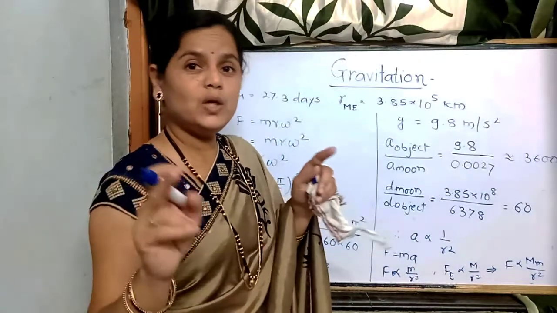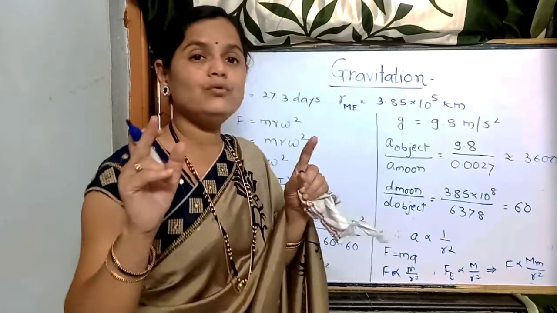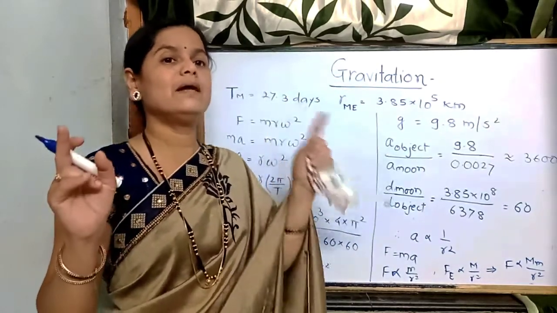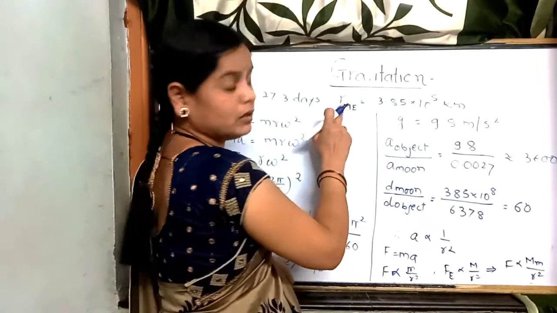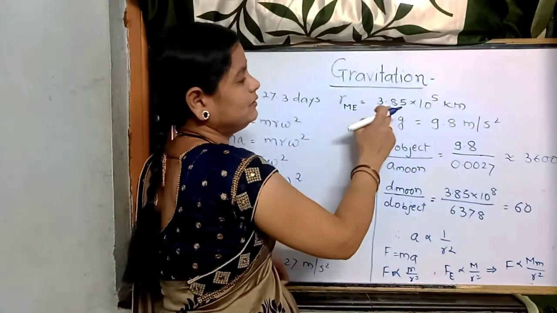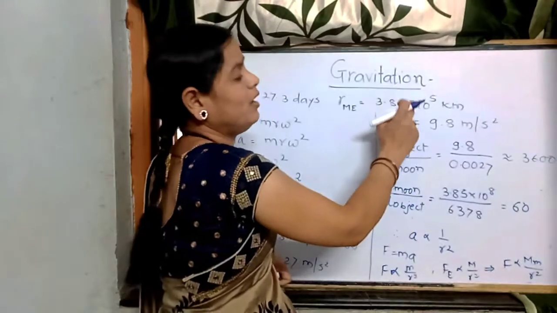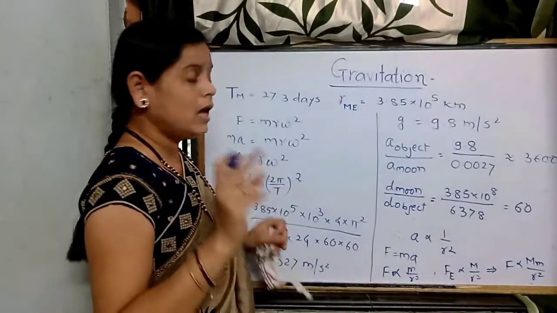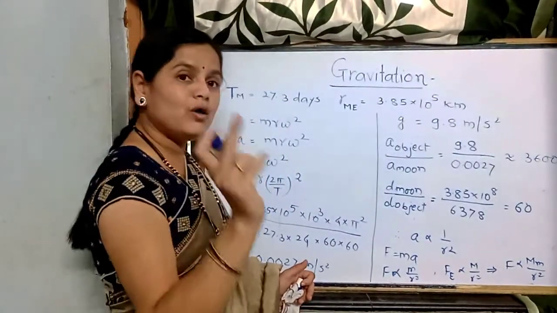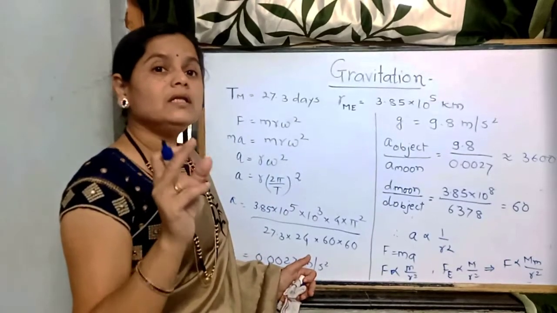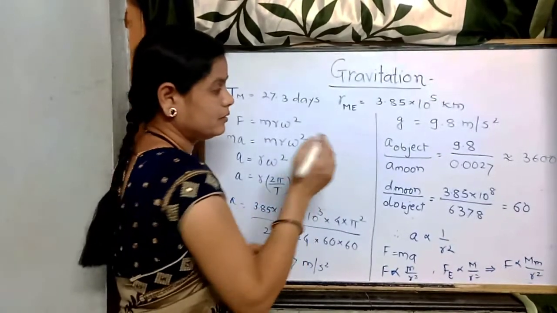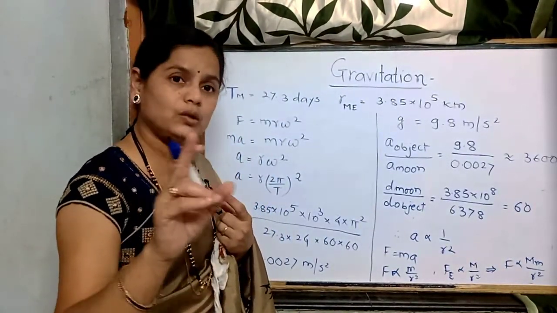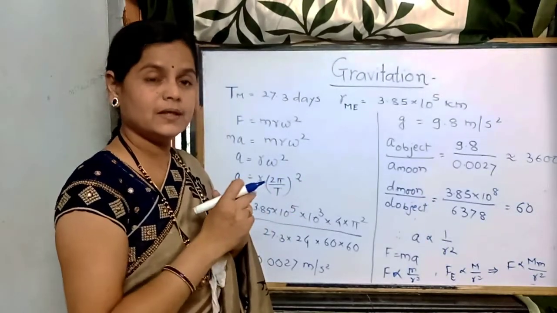The distance between the moon and the earth, we should consider, is the distance from the center of the earth to the center of the moon. This distance between the centers of the moon and earth is equal to 3.85 into 10 to the power 5 kilometer. As the moon is revolving around the earth in a circular orbit, there must be a certain acceleration with which it is revolving around the earth, right?